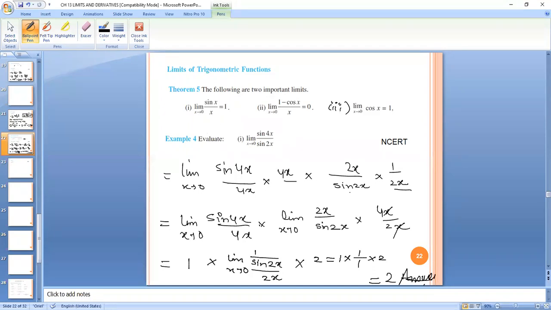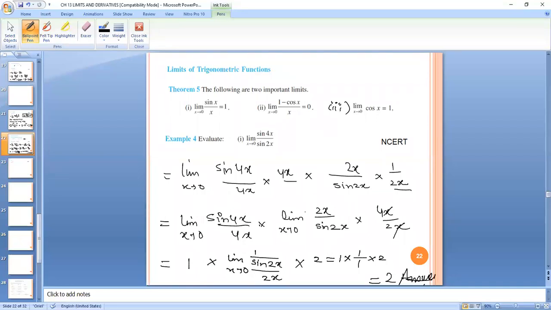We are having sin 2x in the denominator, so we are multiplying it with 2x and dividing it with 2x. Now we have rearranged the terms: limit x tending to 0, sin 4x upon 4x, into limit x tending to 0, 2x upon sin 2x, into 4x upon 2x. The x gets cancelled with x, and the 2 cancels with 4, which will return you 2. Sin 4x upon 4x, limit x tending to 0, will return you 1.